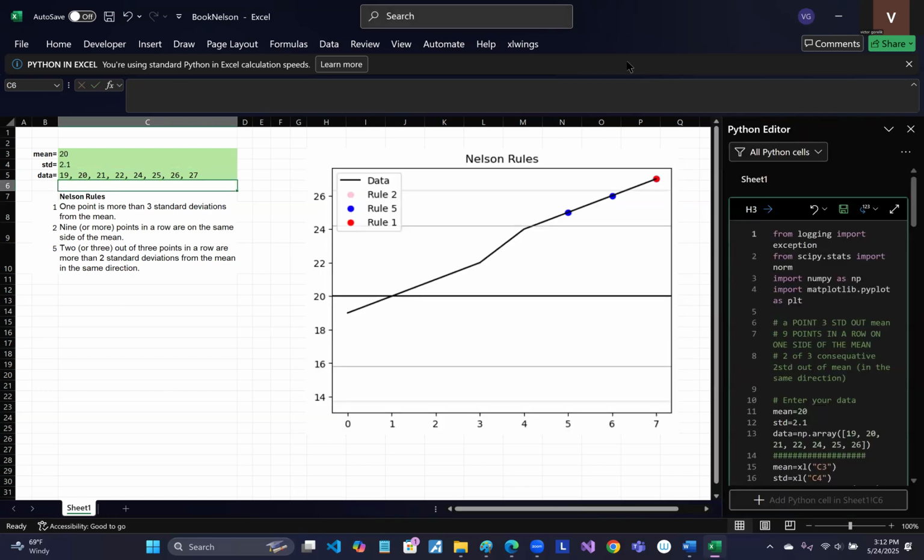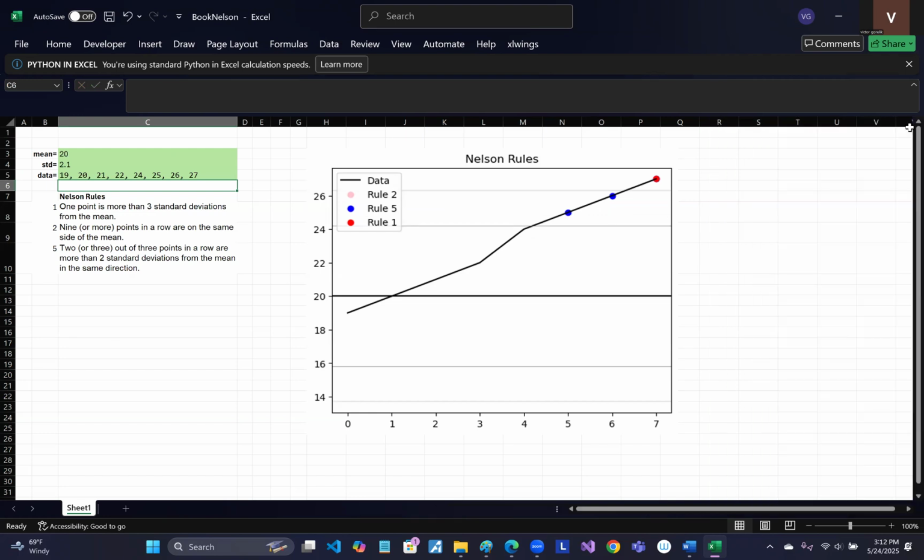Wait a couple of seconds. If you see Python editor on the right, close it. You will see that the new point is shown in red and hence violates Nelson rule number 1. It is more than 3 standard deviations from the mean.